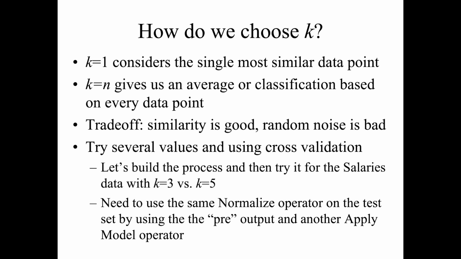And we'll choose k by doing cross-validation. So we can build the process, try it out for different values of k, and then we can figure out what's going to be our best way to do that. One thing that we need to do when we're making predictions here is make sure that we normalize properly. So we'll learn a new way of normalizing here in just a sec.